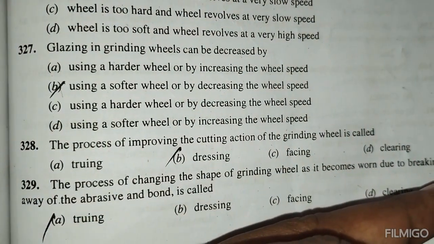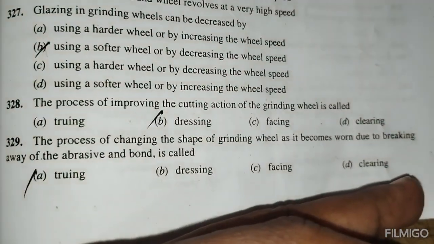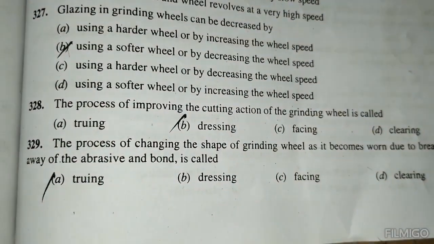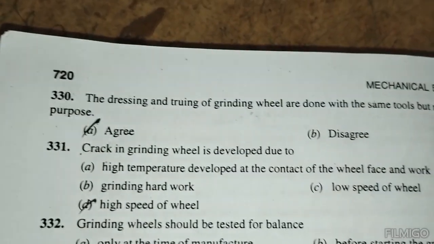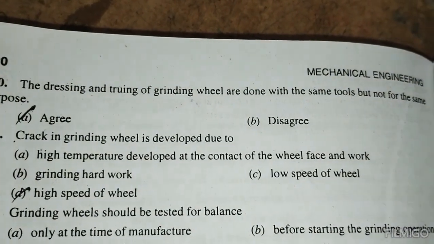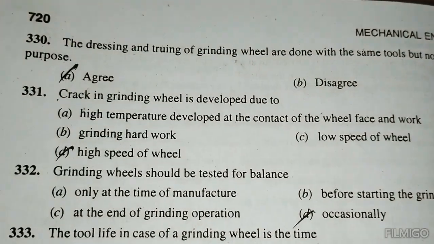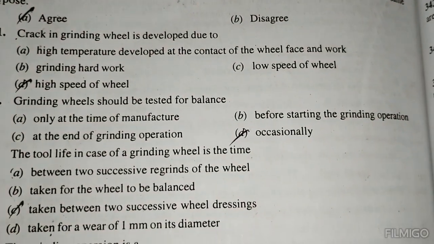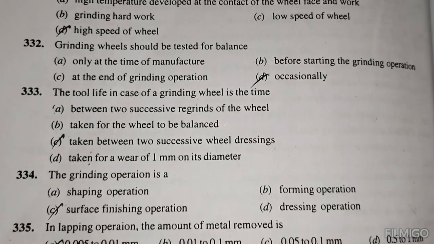The process of improving the cutting action of a grinding wheel is called dressing. The process of changing the shape of a grinding wheel that becomes worn due to the breaking away of abrasive and bond is called truing. The dressing and truing of a grinding wheel is done with the same tools but not for the same purpose. Agree. Cracks in a grinding wheel develop due to the high speed of the wheel. Grinding wheels should be tested for balance occasionally. The tool life in the case of a grinding wheel is the time taken between two successive wheel dressings.